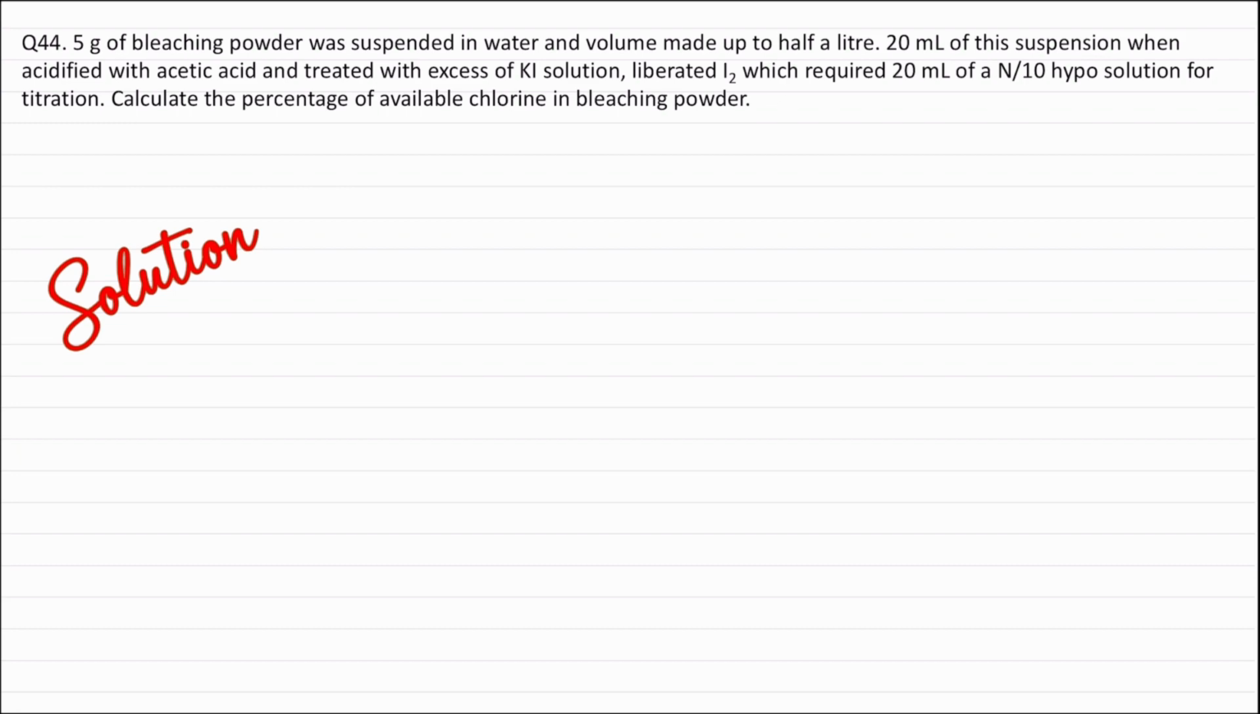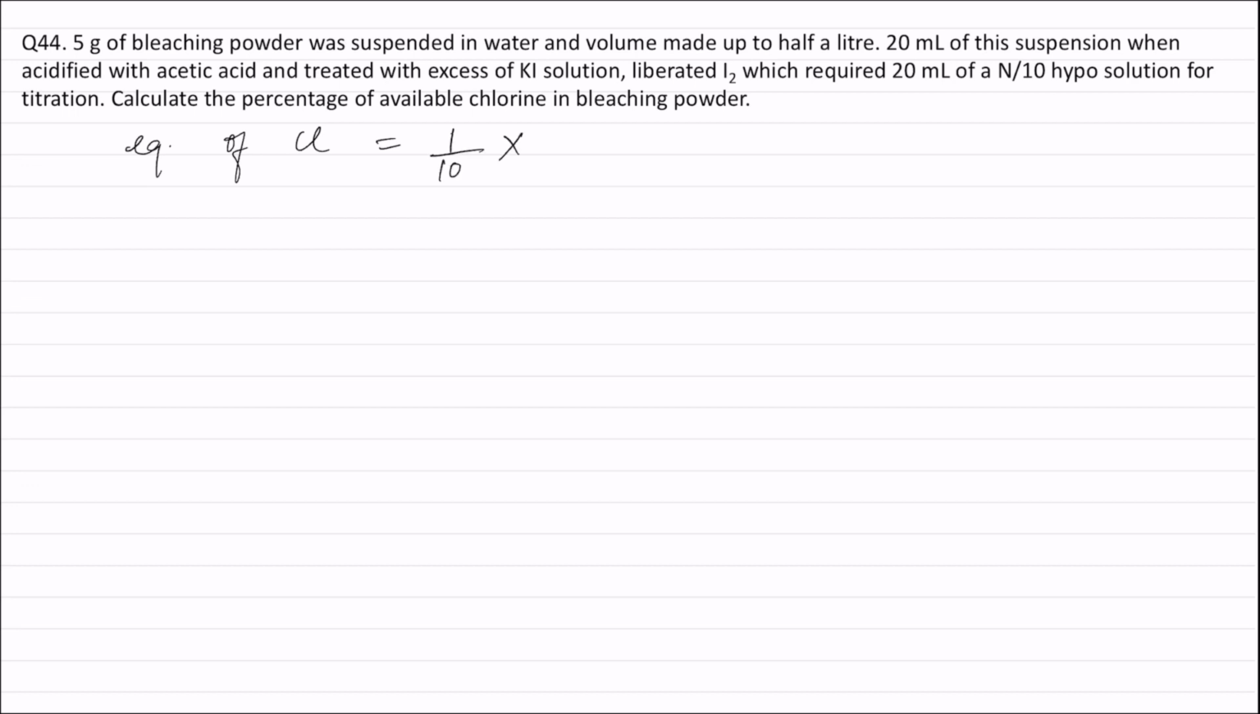The equivalent of available chlorine in bleaching powder is equal to the equivalent of iodine liberated, which is equal to the equivalent of hypo solution. Therefore, equivalent of chlorine is equal to equivalent of hypo solution, which is normality of hypo solution, that is 1/10, into volume of hypo solution in liters, that is 20/1000 liters, and this is equal to 0.002 equivalents. Now this is the equivalent of chlorine present in 20 milliliter of the suspension.